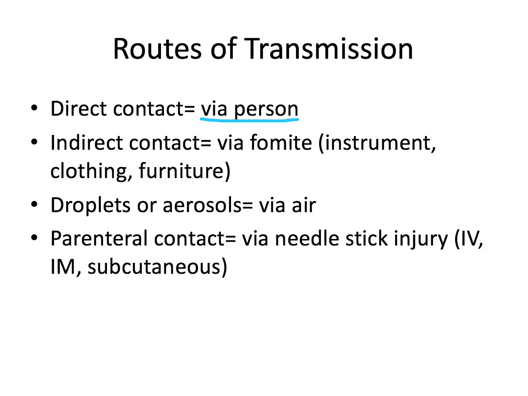Indirect contact is via a fomite. This is some inanimate object like an instrument, clothing, furniture, you name it, it can be a fomite. So something that someone else has touched with some infectious body fluids and then it's transmitted to you via that inanimate object. The next one is droplets or aerosols. These diseases are spread via infected air. And specifically, you might hear the term droplet nuclei. That's referring to these droplets that are carrying some sort of disease.